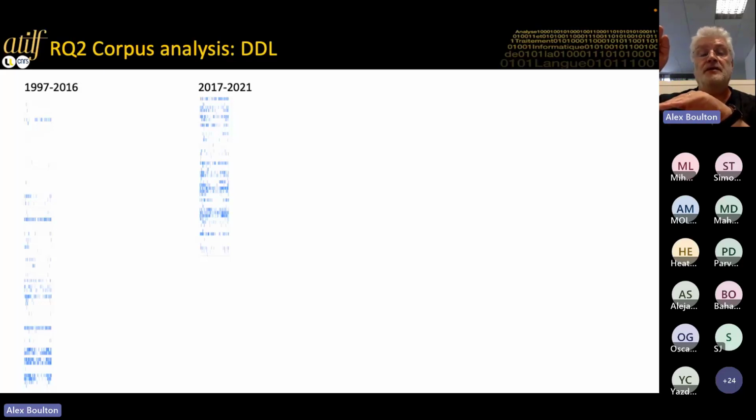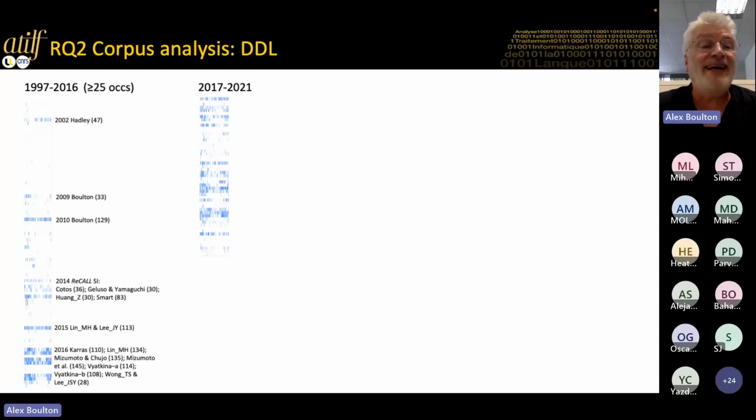It's 53, compared to 98. But each line corresponds to one paper. And within each line, every vertical blue bar corresponds to one occurrence of DDL. So you can see early papers. Well, you had Gregory Hadley in 2002, a couple of papers by me in 2009 and 2010, where I mentioned the word DDL 33 times and 129 times, maybe excessive, my apologies for that.